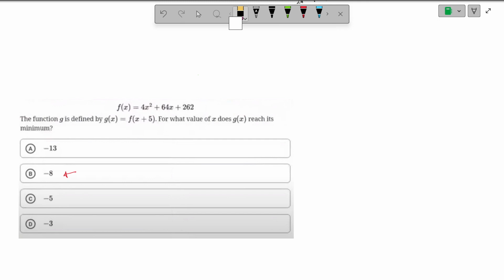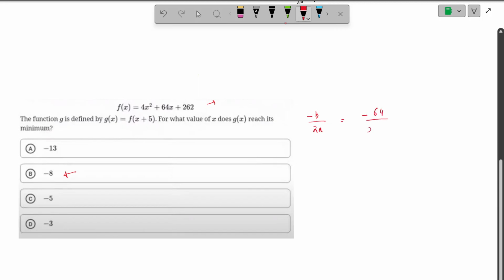And if you want to do it manually, without using DESMOS at all, then you can still do it. You just have to find the vertex of this graph, which is again negative b over 2a. So negative 64 over 2 times 4, right? So this goes 16 times and this goes 8 times, so this is negative 8. And then since it is translated 5 units towards the left, you do minus 5 and you get negative 13 as your answer. So negative 13 is correct.